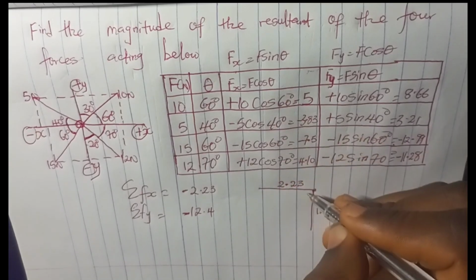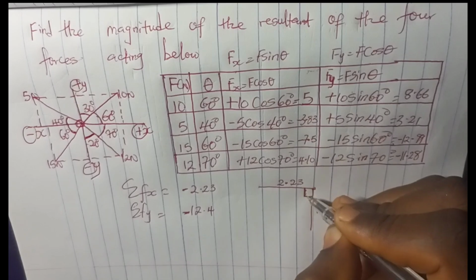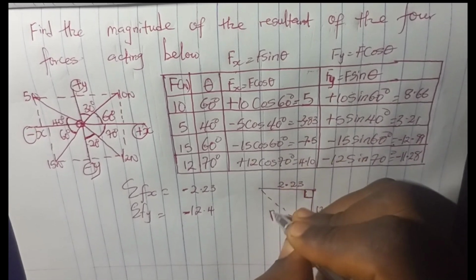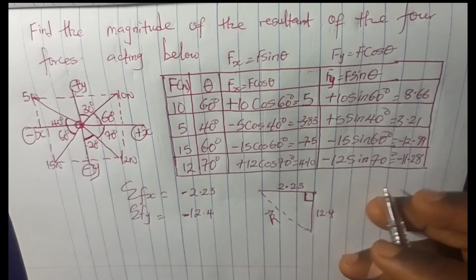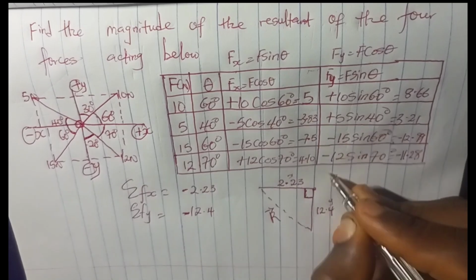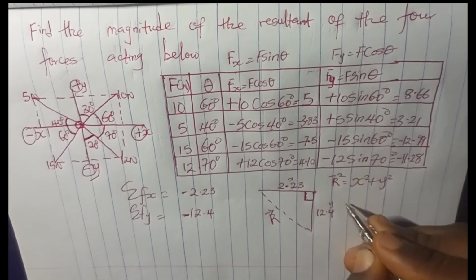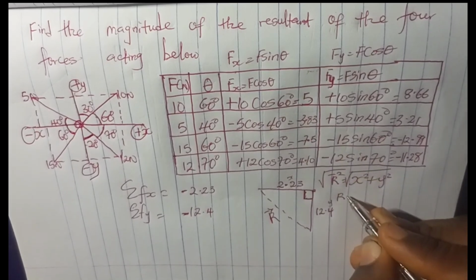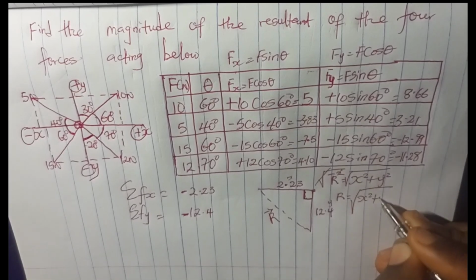So this is a perpendicular. These two lines are perpendicular, so we have angle 90. If you draw an imaginary line here, it becomes the resultant of these two forces. Now if you take Pythagoras theorem, here is x, here is y. The resultant squared is equal to x squared plus y squared. If you square root both sides, the resultant is the square root of x squared plus y squared.